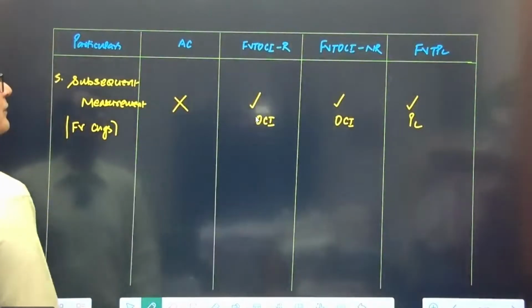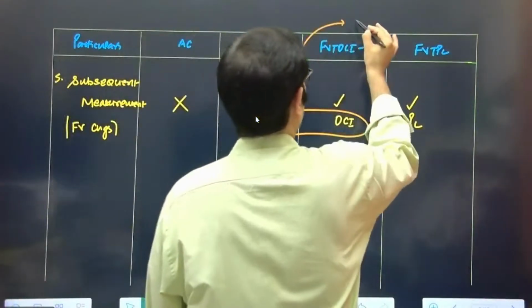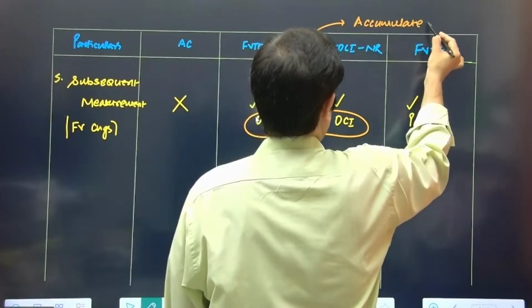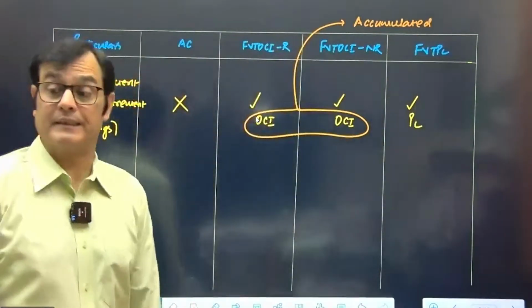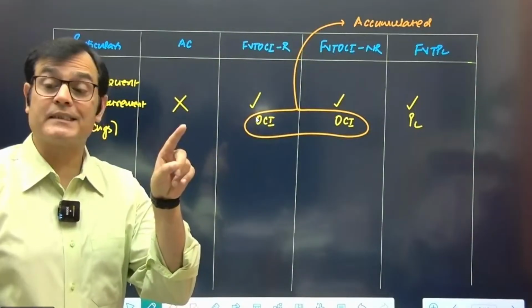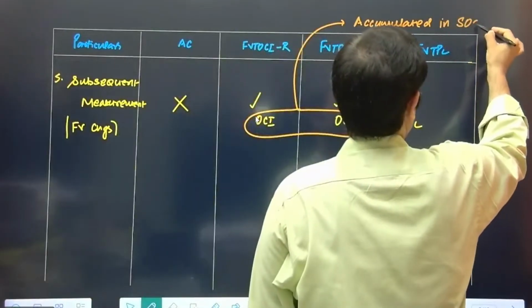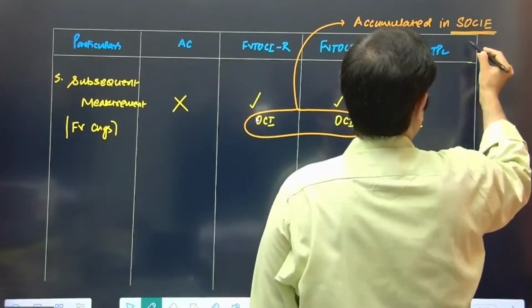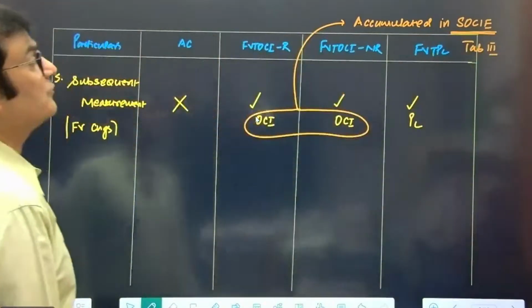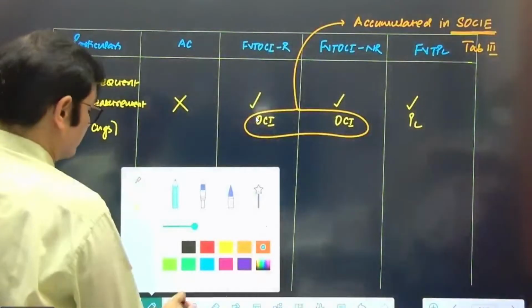Small little inputs at this particular stage. What happens to the balance taken in OCI? It gets accumulated where? In OCI. No, OCI it is taken, but it gets accumulated at which place? SOCIE, and SOCIE, that's tab number 3. That's right. It is accumulated in the statement of changes in equity, and that is accumulated in the tab number 3, which is other comprehensive income section. Great.